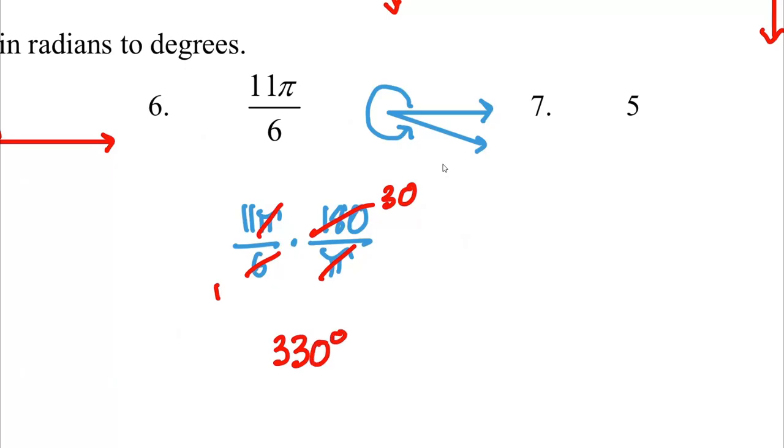And again, what's all the way around the circle in degrees? 360. And so this is really close to 360. Do we see that? Okay.